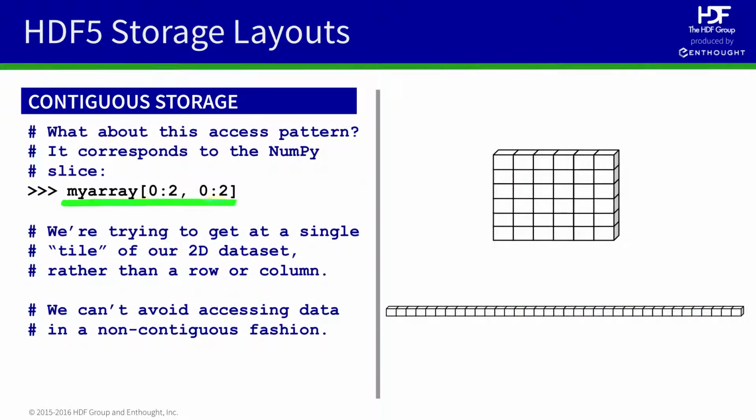Now, think about this access pattern. What if we wanted to access a tile of data? For example, the portion of data specified by the first 3 rows and the first 3 columns. This maps to a series of 3 blocks stored in the file, which are not contiguous. Unfortunately, there's no way to avoid this. Accessing data in a tiled fashion always results in access to the disk in separate locations.